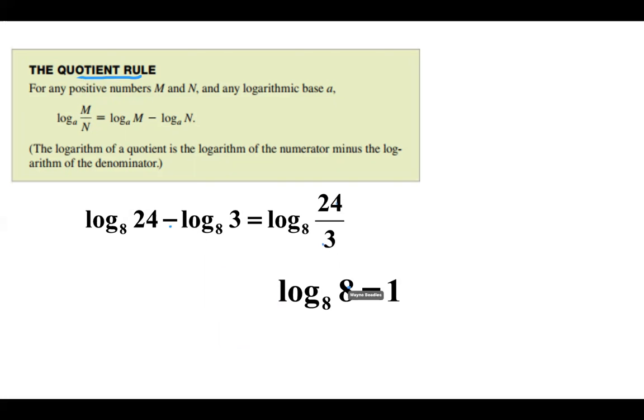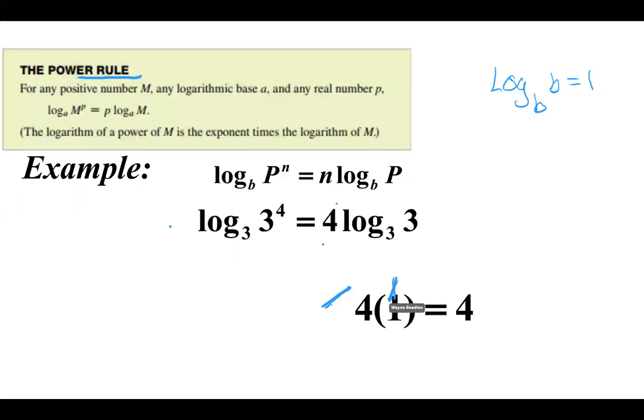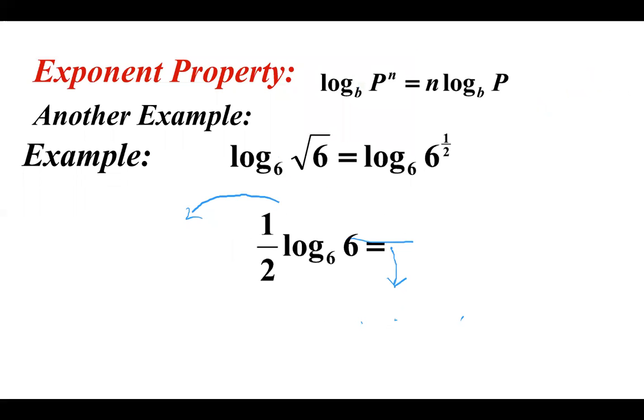And then remember that log base b of b is 1. So if these two things are the same, it's always going to be 1. And then this has the exponent rule where we are going to throw the 4 in front. So I throw the 4 in front, and then I have 4 log base 3 of 3. Log base 3 of 3 is 1. 4 times 1 is 4. So these are really nice ones. Sometimes you have to use your calculator to get the answer.